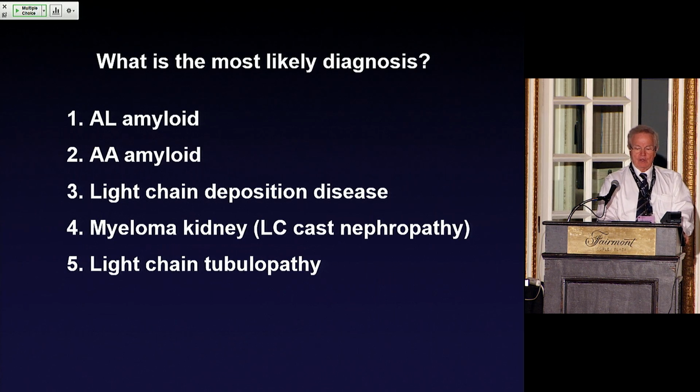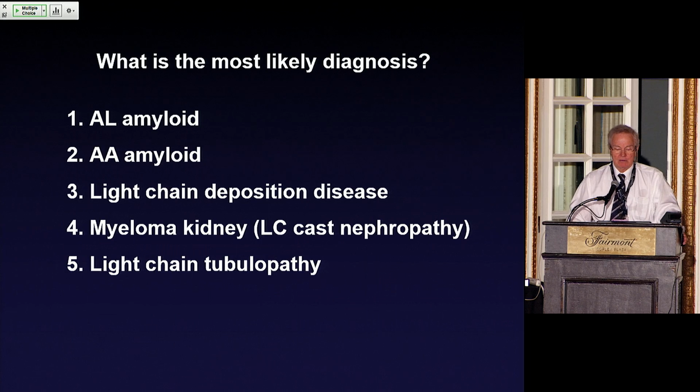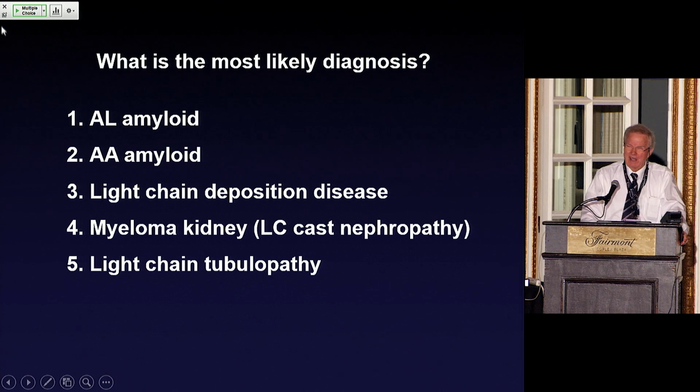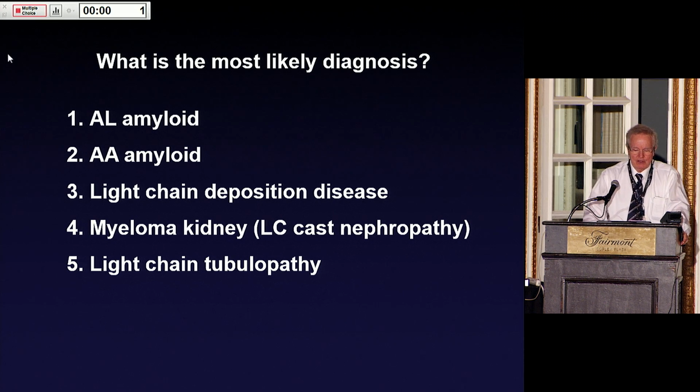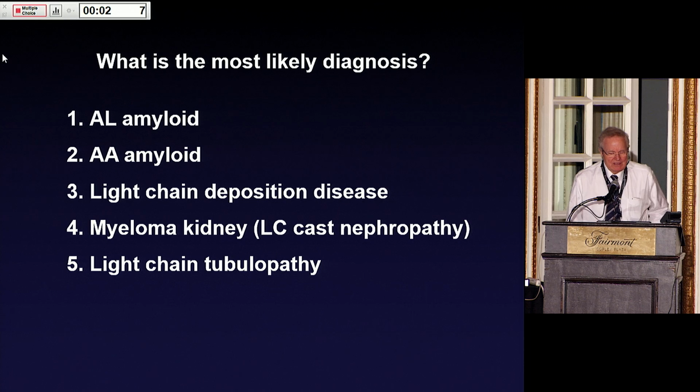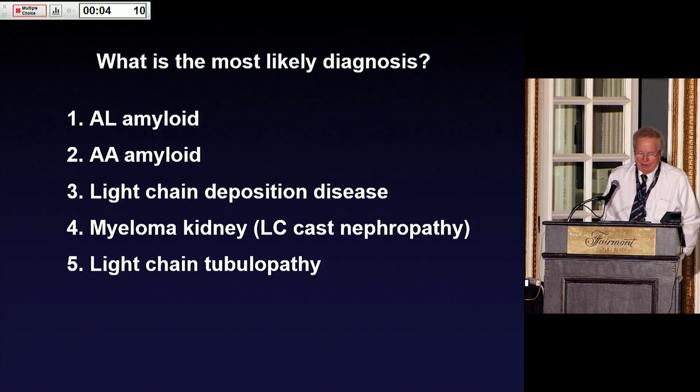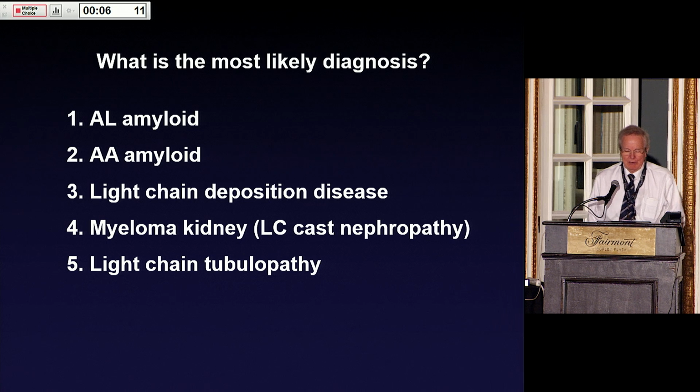So the question to you eventually will be, what is the most likely diagnosis? No, the question right now is, what is the most likely diagnosis after having heard this story? And I'm sure I left out some critical clinical information. So you get to vote. Is this AL amyloid? Is it AA amyloid? Is it light chain deposition disease? Is it myeloma kidney with cast nephropathy? Or is it light chain tubulopathy?